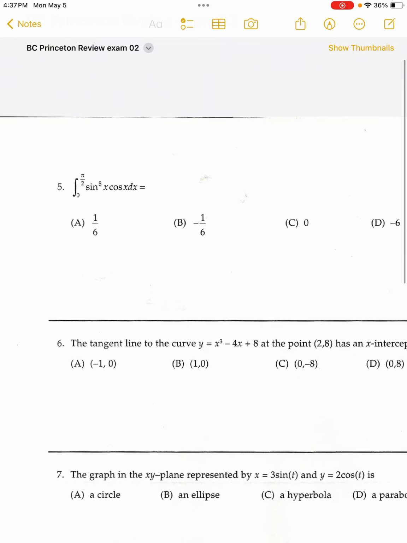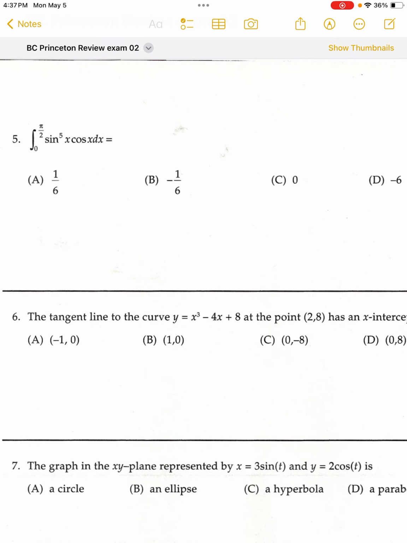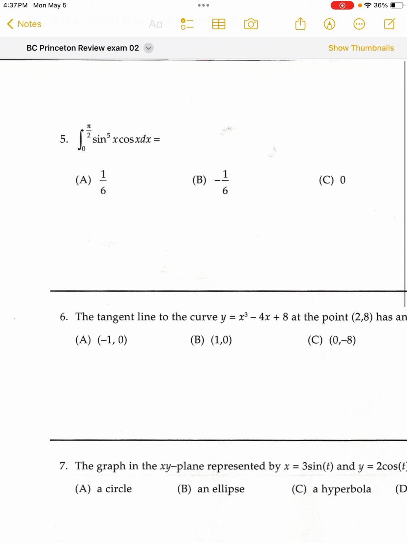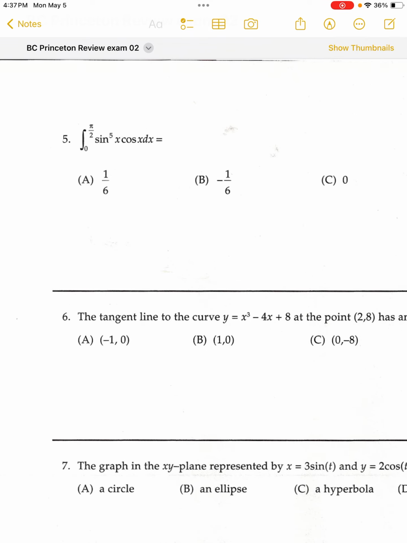We got an integration question. The integral from 0 to pi over 2 of sine to the fifth of x cosine x dx equals. Now, given that we have sine and cosine in the same integral, this screams u substitution. So what I'm going to do is I'm going to say u equals sine x. And that way du equals cosine x dx. Right? I also have to change my bounds.